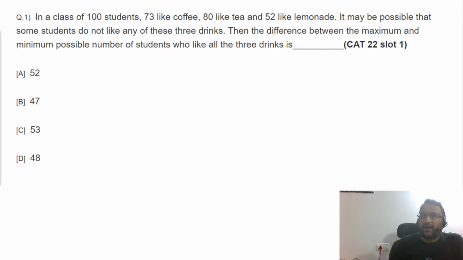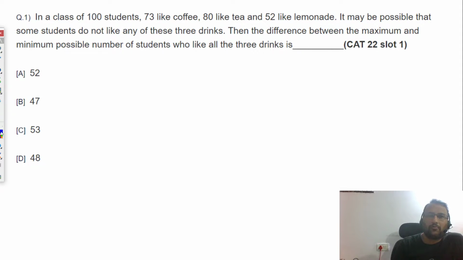Now question number 1 from CAT 2022 slot 1. In a class of 100 students, 73 like coffee, 80 like tea, and 22 like lemonade. It may be possible that some students do not like any of the 3 drinks. Then the difference between the maximum and minimum possible number of students who like all 3 drinks is what? So let's have a look at it.